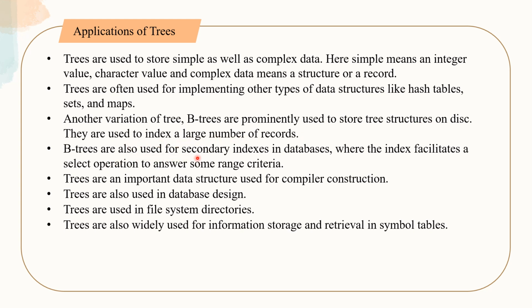B trees are also used for secondary indexes in databases where the index facilitates a select operation to answer some range criteria. Trees are an important data structure used for compiler construction. They are also used in database design, used in file system directories. They are also widely used for information storage and retrieval in symbol tables.